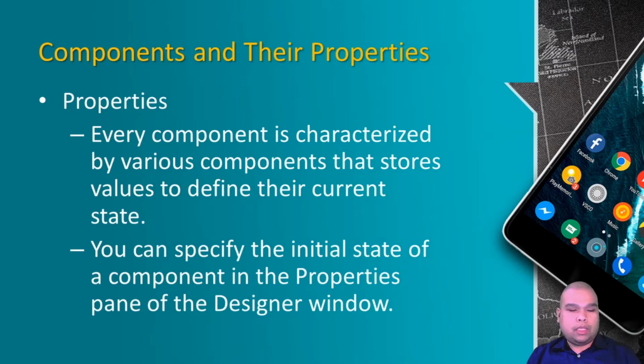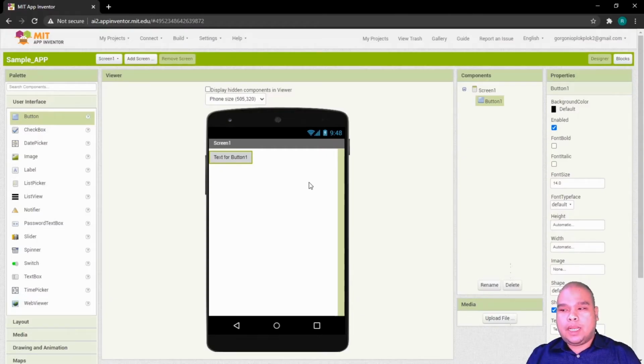So what are properties? Properties are basically basic configurations that you can use to modify your components. Let's say for example, for a button, we have different properties that you can use. In here you have your background color, enabled, font bold, font italic, font size, etc.